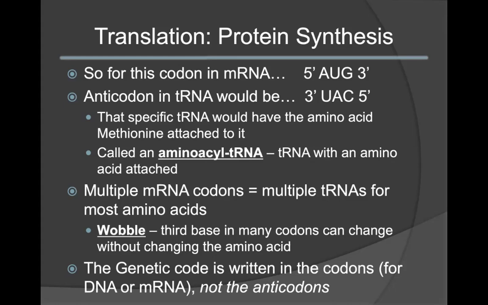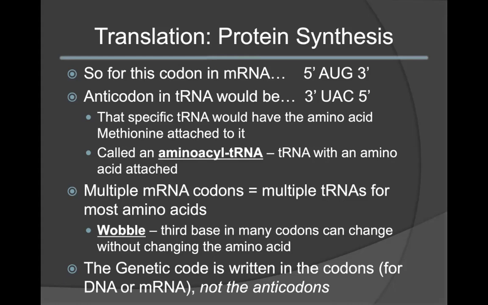When a tRNA molecule is loaded up with the corresponding amino acid, we can term this an aminoacyl tRNA. That simply means the tRNA molecule has the amino acid attached to it. There are multiple mRNA codons and multiple tRNA molecules that will code for most amino acids. Remember, there is much redundancy in the code.